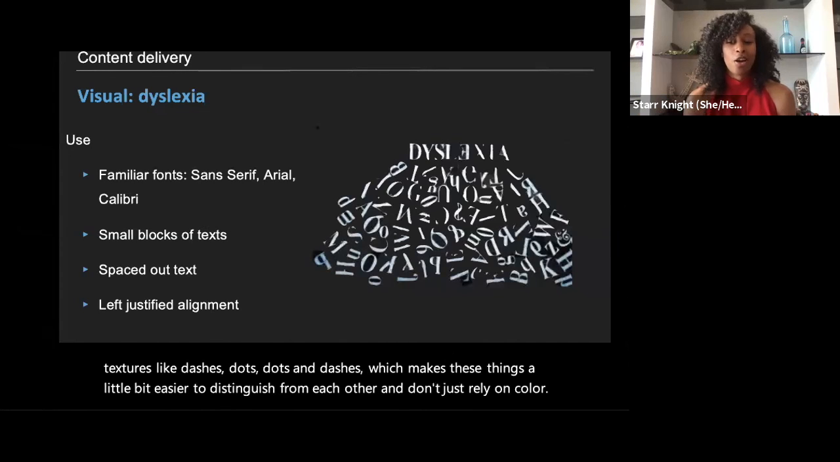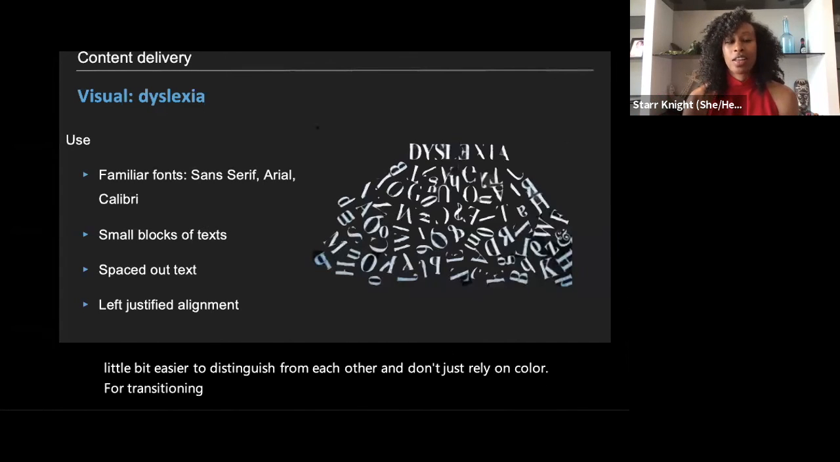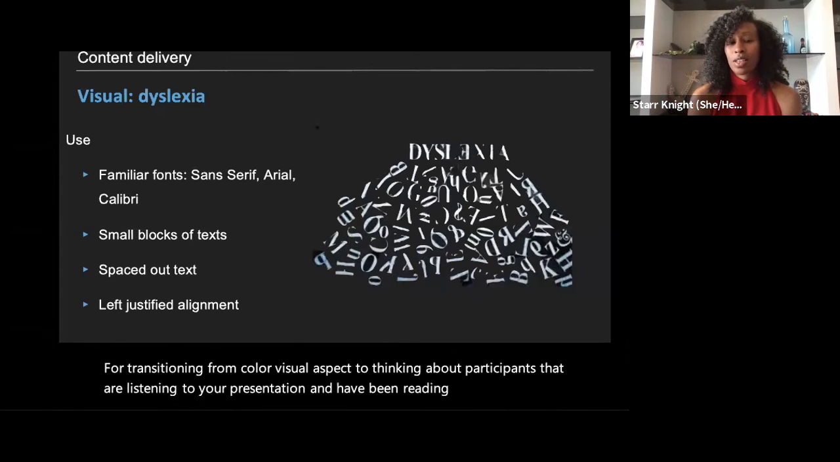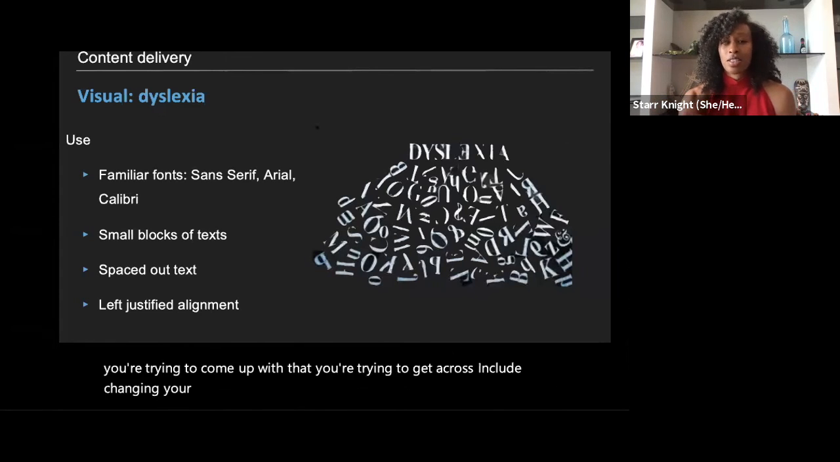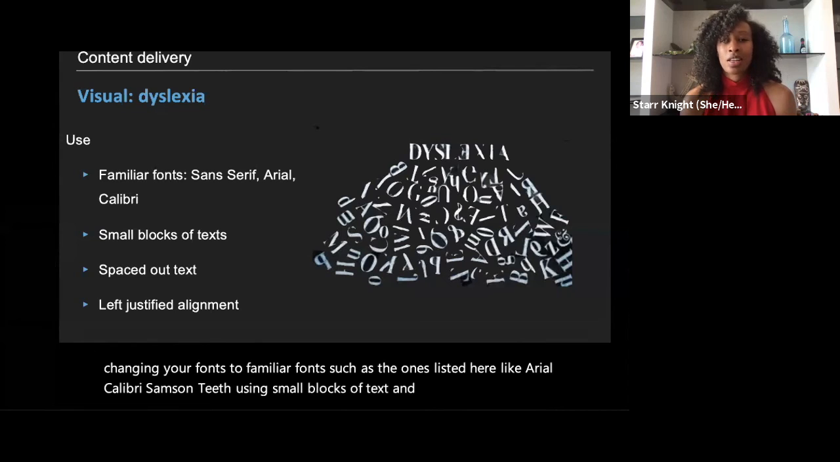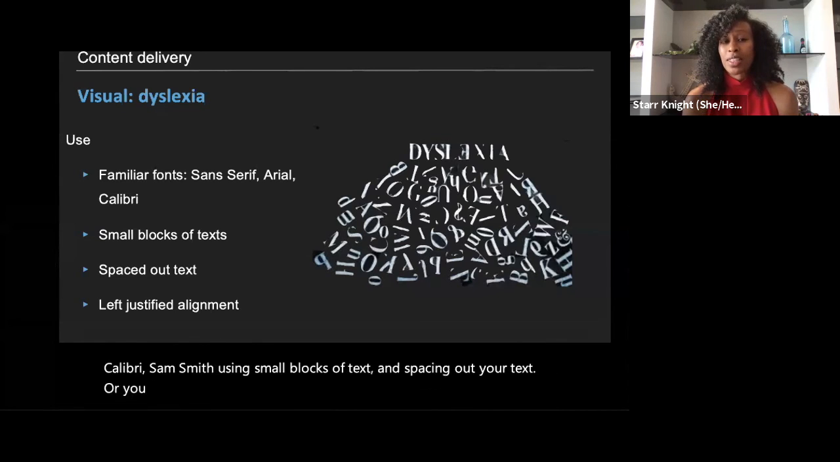So transitioning from the color visual aspect to thinking about participants that are listening to your presentation and reading your presentation and may have dyslexia. A couple of tips to help them process the information you're trying to get across include changing your fonts to familiar fonts, such as the ones listed here, like Arial, Calibri, Sans Serif. Using small blocks of text and spacing out your text. You can space out to 1.5 spacing and left justifying your alignment.